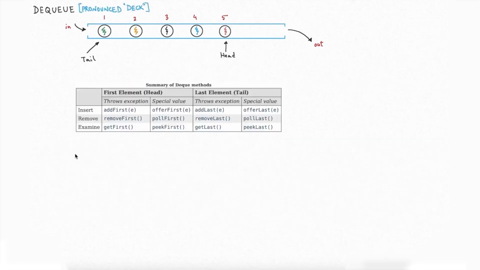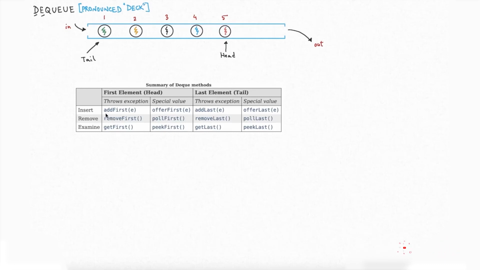If we want to access both the tail and the head of the queue, that is when we use a deque. A deque is a double-ended queue. So we can access the elements on both ends. The methods that deque has are exactly the same as that of queue, except that those methods are applicable for both ends of the queue.